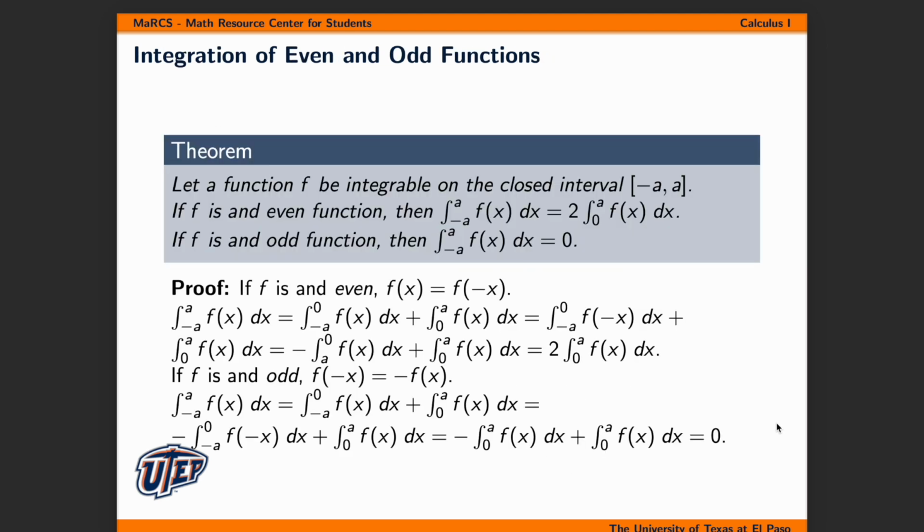So now we have integration of even and odd functions. So our theorem states, let a function f be integrable on the closed interval from negative a to a. If f is an even function, then the integral from negative a to positive a of our function f of x with respect to x will be 2 times the integral from 0 to a of f of x with respect to x. Now if f is an odd function, then the integral from negative a to positive a of our function with respect to x will be equal to 0.